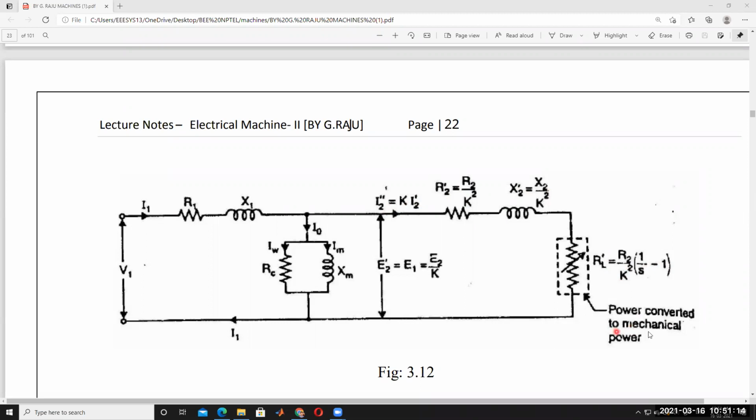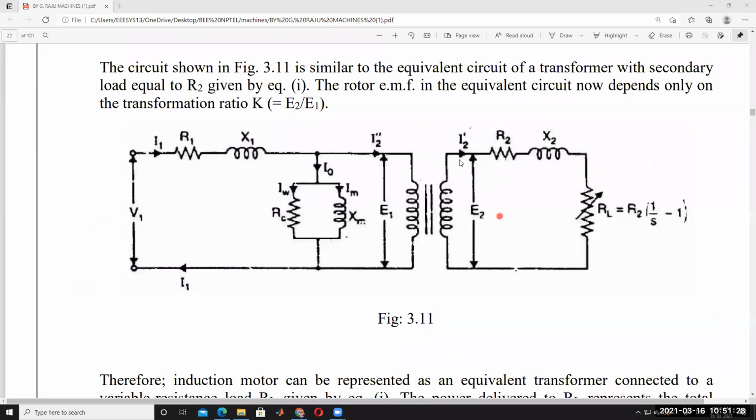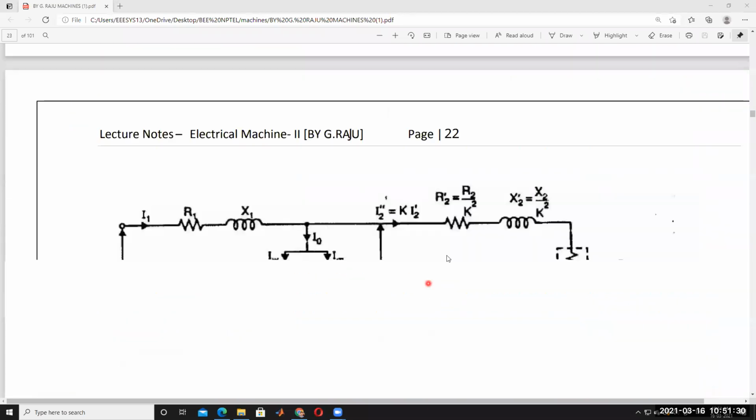Power converted to mechanical power. So like this. Understood? I think you know this concept well. The equivalent circuit is referred to the primary side. Secondary side equivalent parameters are converted into the primary side. So like this, you will get it.